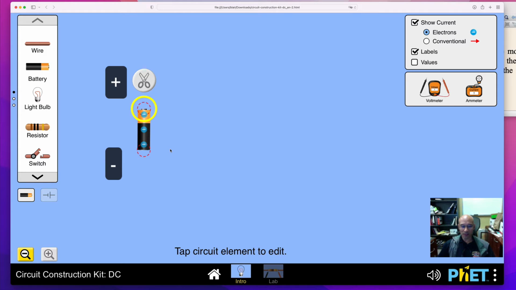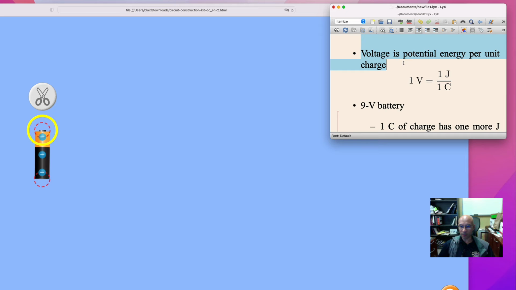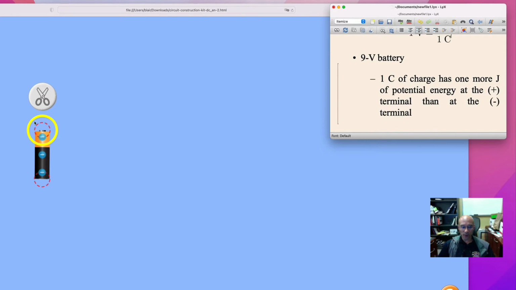So now we need to discuss what is voltage. A voltage is a potential energy per unit charge. So 1 volt is 1 joule per 1 coulomb. For this 9-volt battery, 1 coulomb of charge is 1 joule higher in energy at the positive side than it would be at the negative side.